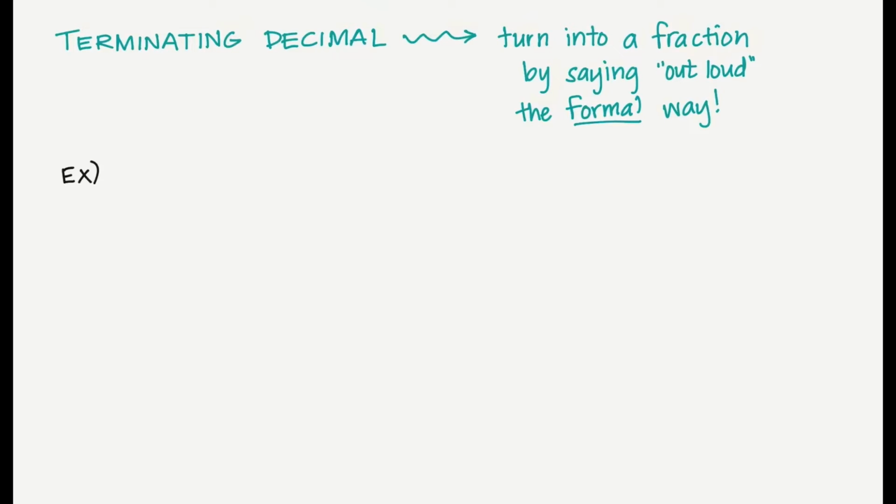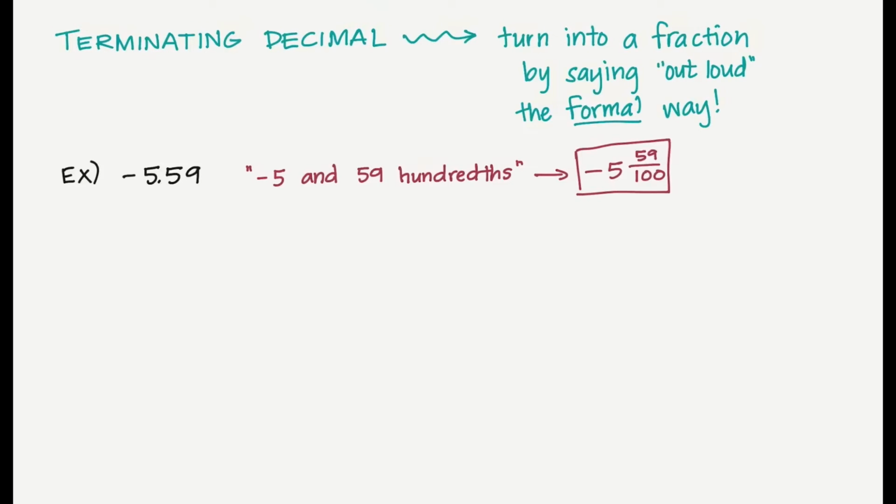For instance, you would probably say negative 5.59. That's probably how you would just typically say it, but the formal way is negative 5 and 59 hundredths. So let me write that down. So this is what I'm thinking to myself, and I might say it out loud, to write negative 5 and then the fraction 59 over 100. That fraction can't be simplified because it's an odd and an even, so I'm going to go ahead and box that.